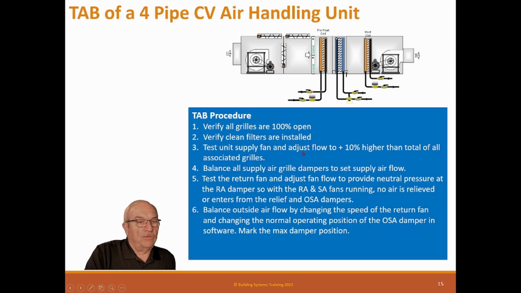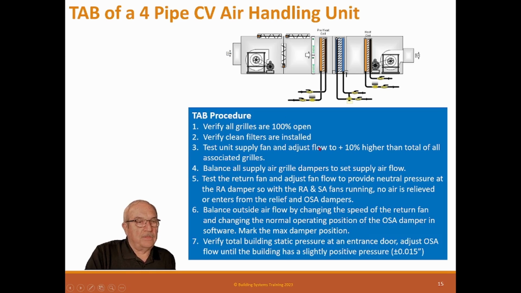Balance the outside airflow by changing the speed of the return fan and changing the normal operating position of the outside air damper in software. Mark the damper maximum position. Verify the total building static pressure at the entrance door. Adjust the outside air until we have a slightly positive building.